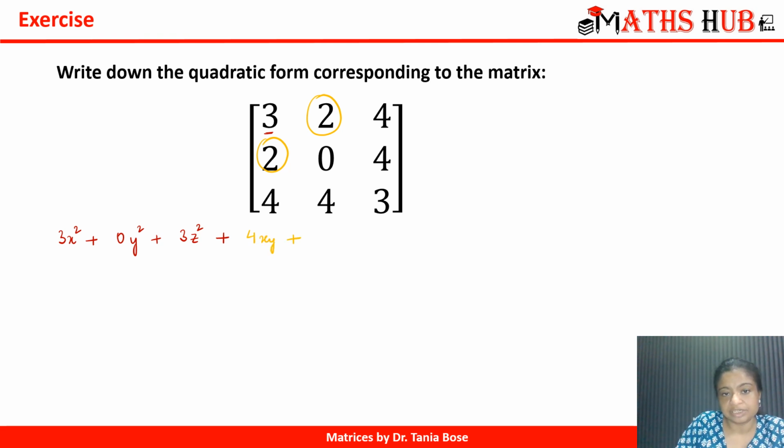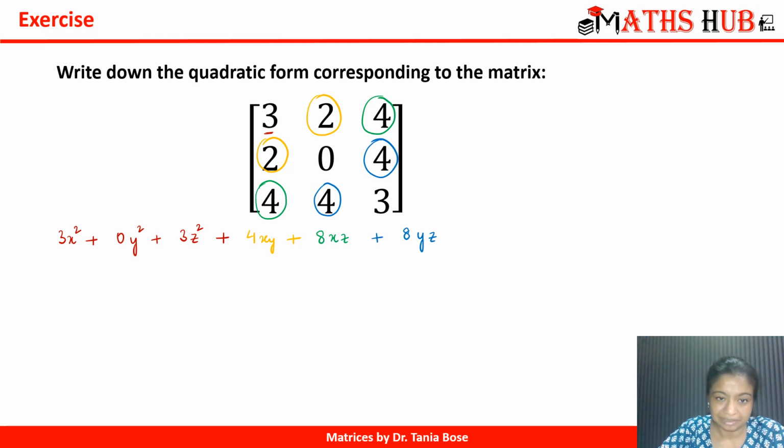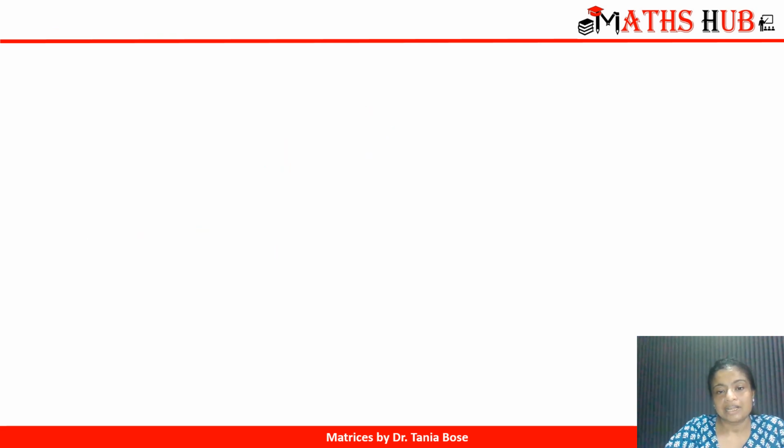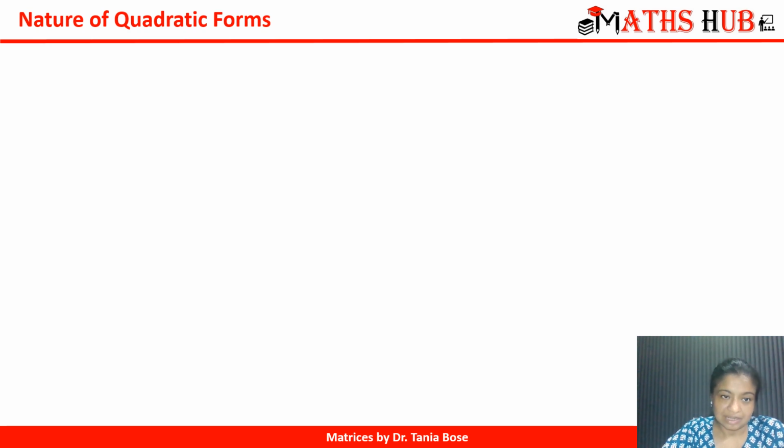Let's take the next position. This refers to xz, and which other element refers to xz? This refers to xz. So 4 plus 4 is 8xz. And similarly, we have 4yz and 4yz. So that is also becoming 8. Clear? So if you have any doubts, pause the video there and again watch it. Right? Okay. So let us move on to the next topic, that is nature of quadratic forms.